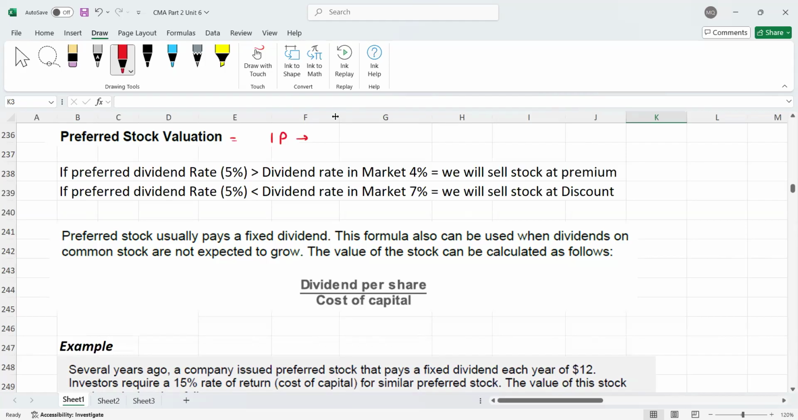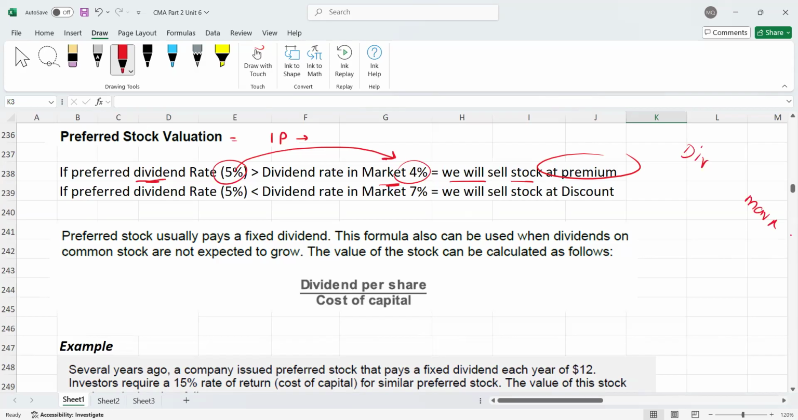So again, the idea is very simple. You are comparing two things: what is the rate of dividend which you are paying and what is the rate of dividend in the market? If you are paying 5% dividend, but the rate prevailing in the market is 4%, it means you are paying more than the market rate. So today you should receive more than face value. In this scenario, we will issue the preferred stock at premium. Sometimes they can ask this as a theoretical question.